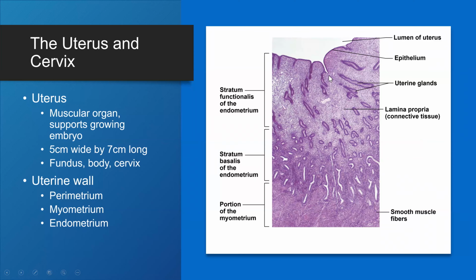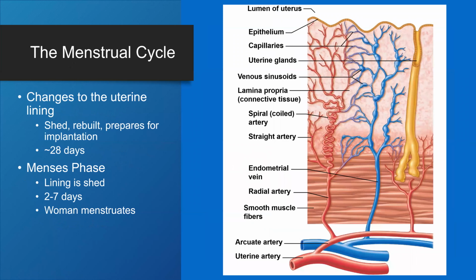But here we have the histology of the uterus. So it's made of perimetrium, that is the outside layer, myometrium, that's a portion of myometrium shown over here, and thick endometrium. And the endometrium itself is divided into two strata, stratum functionalis and stratum basalis. And stratum functionalis, this is the one that will be shed during menstruation.